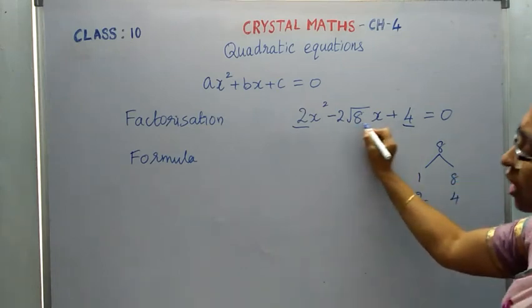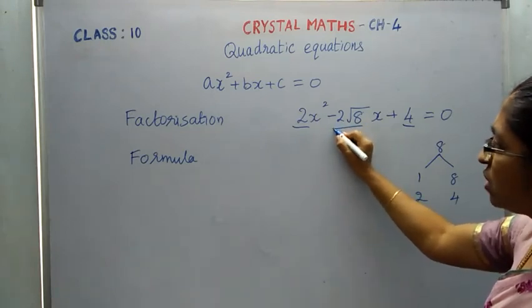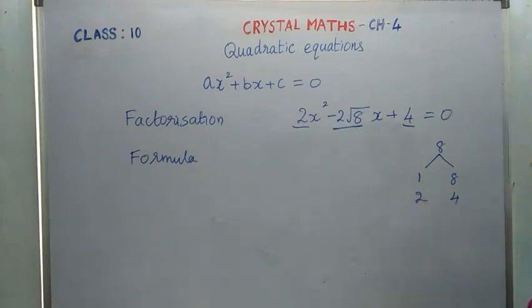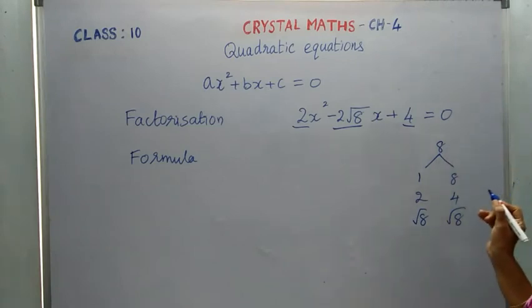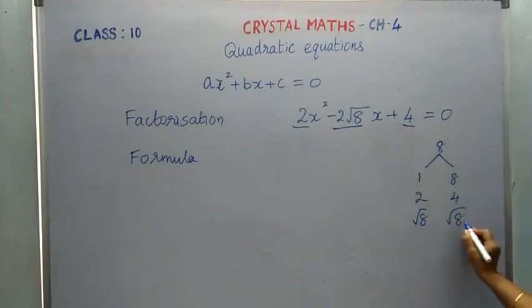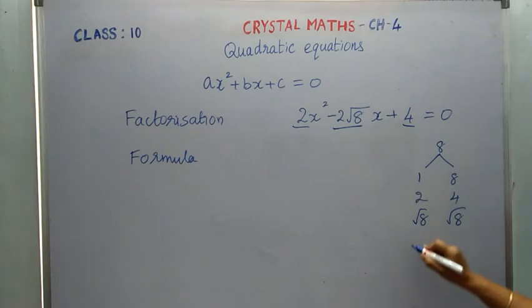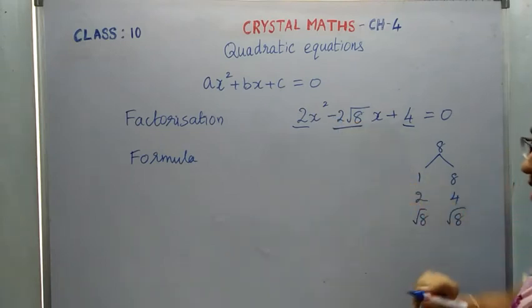But our coefficient of x is 2 root 8 x, so we can go further. In this, 1 and 8 can be written as root 8 into root 8. Root 8 into root 8 will become 8 only. If we add root 8 plus root 8, it will become 2 root 8. It's given minus.